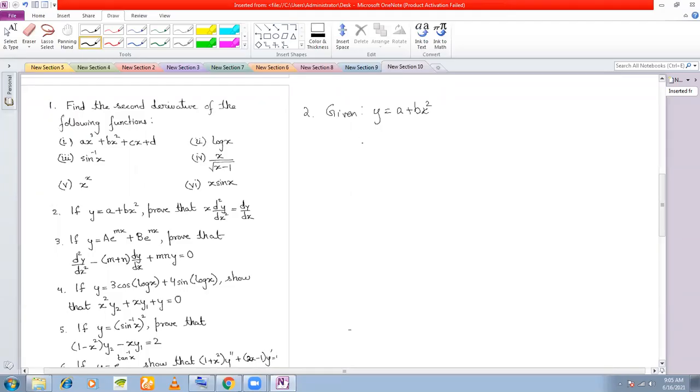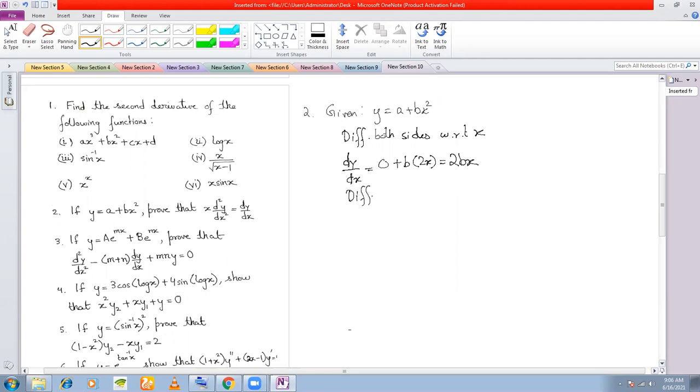So given here y is equal to a plus bx square, differentiating both sides with respect to x. Here you need to prove that x d2y dx2 is equal to dy dx. Okay, so differentiating both sides with respect to x, you get dy dx is equal to 0 plus b into ddx of x square is 2x. So this is simply 2bx.